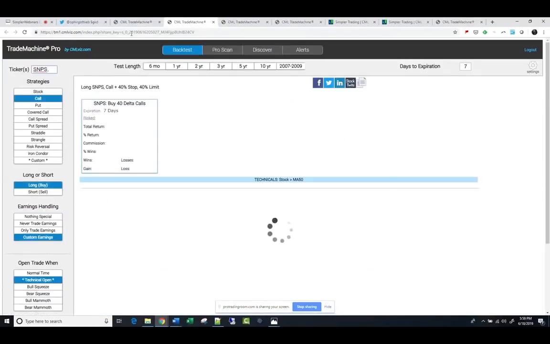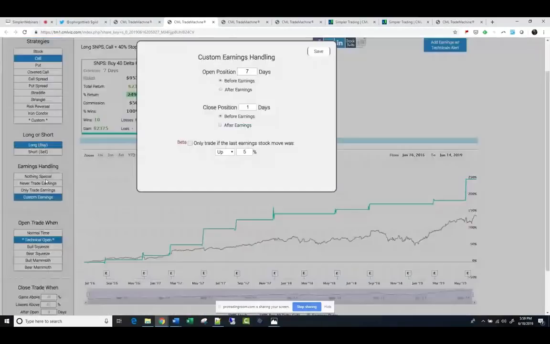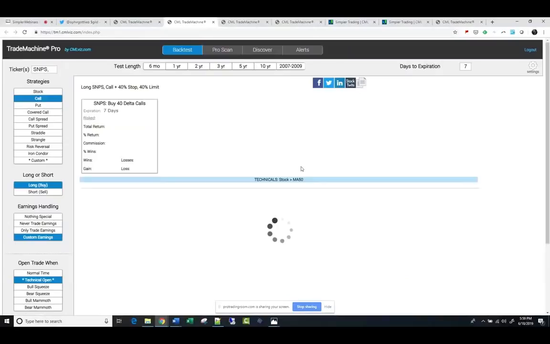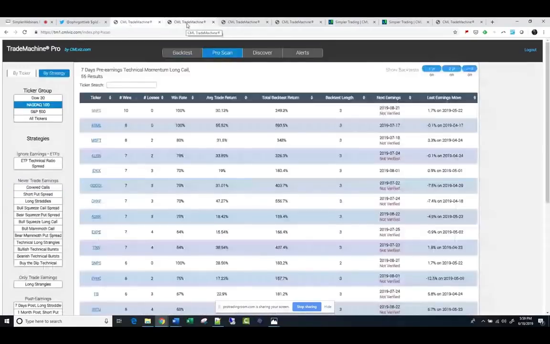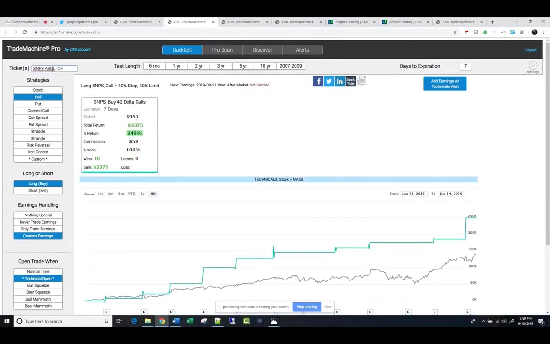Okay. SNPS loads. I can just double check I'm looking at what I think I'm looking at. I click custom earnings. Right. 7 days, 1 day. Got it. Okay. Technical open. Got it. Above the 50-day moving average. Notice that we're now using weekly options. Okay. What were the other names on there? Take a look again. Oh yeah, right. Those are the names. So ASML, that's a chip maker. Great company. CHKP, ALGN.